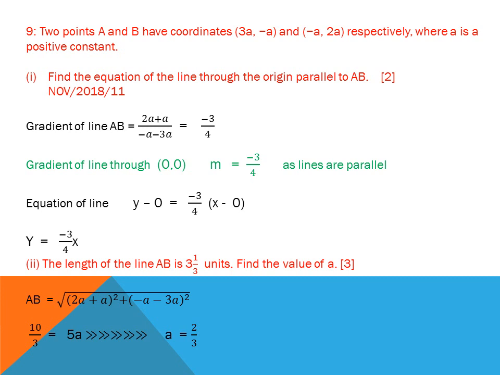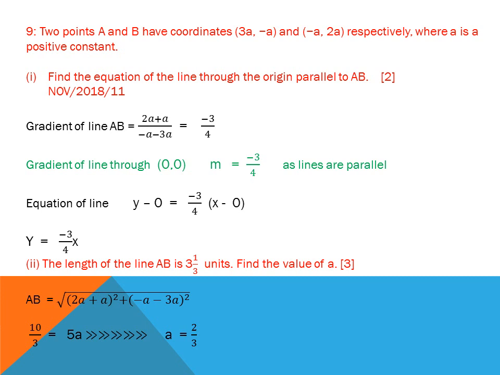The length of line AB is 3 whole 1 over 3 units. Find the value of a. I applied the length formula, the distance formula, y2 minus y1 whole square plus x2 minus x1 whole square, under root.